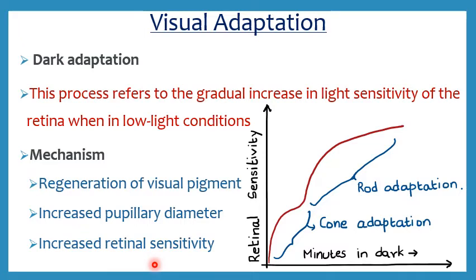And also there will be increased retinal sensitivity, which means the retinal sensitivity increases so much that even a photon will be able to activate a photoreceptor. Here you can draw a graph between retinal sensitivity and the minutes in the dark. You can see that the cone adaptation occurs much earlier than rod adaptation.